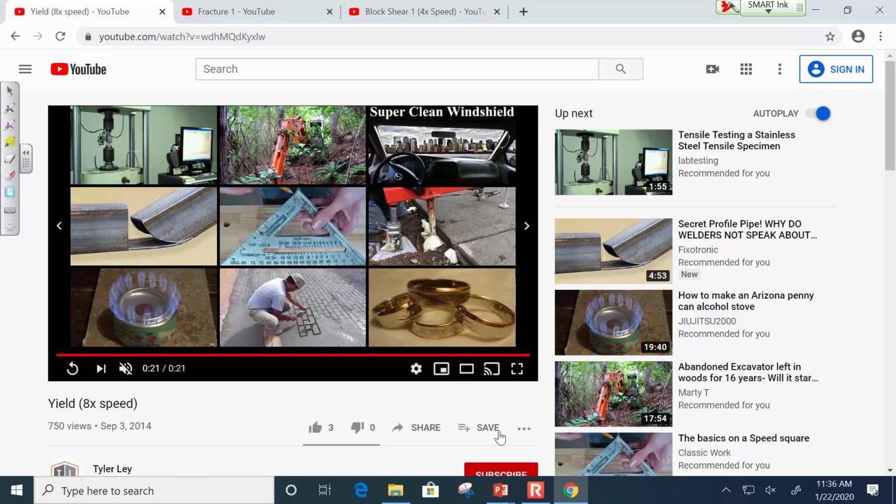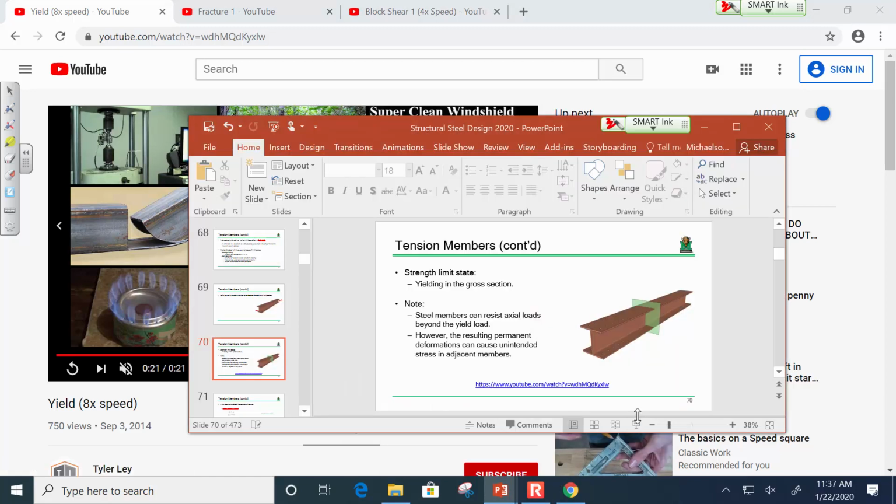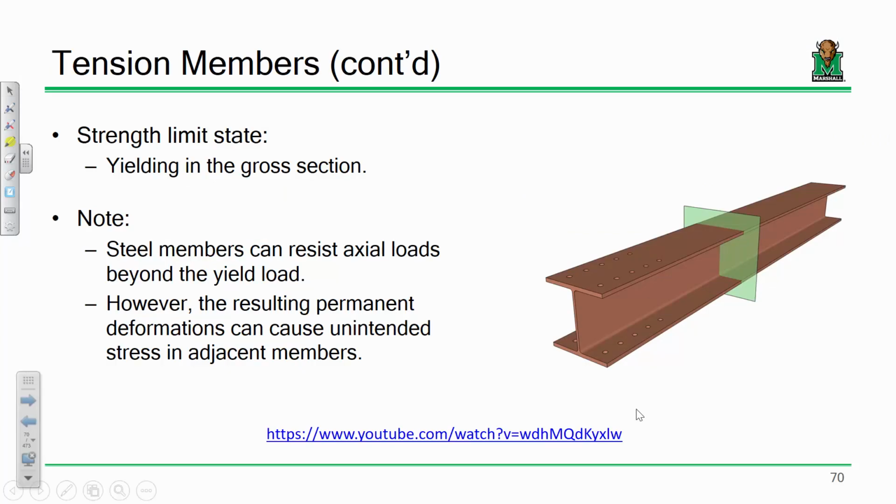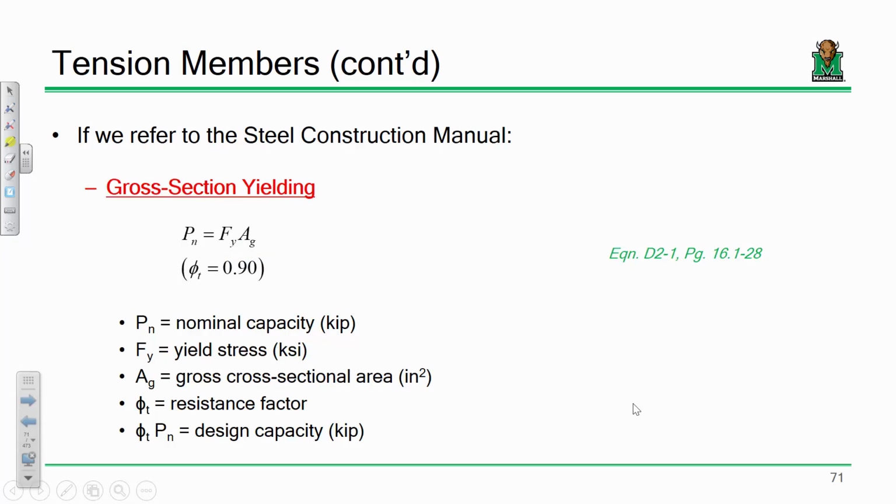Because remember, we're talking about strain: the change in length divided by the original length. So if the member gets longer, that deformation gets even bigger. And so in the gross section, we would prefer that it doesn't yield, and so we limit the gross section to the yield stress. So our capacity is defined by a limiting stress times a gross area.